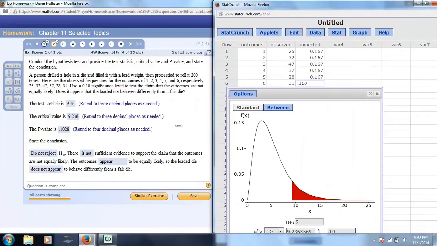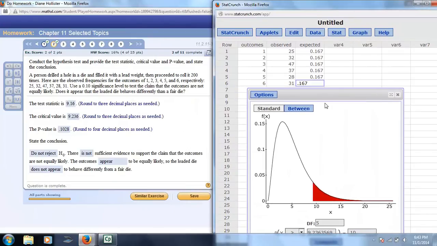We drilled a hole in a die, we filled it with a lead weight, and rolled it 200 times. In Statcrunch, you're going to enter the possible outcomes as your first column. The second column is what was observed for each of those outcomes. In other words, for example, there were 37 fours, there were 28 fives. And then we have a column which is the expected value. Now you'll notice they're all the same, 0.167. That's because 1 out of 6, if all 6 numbers came up evenly, is approximately 0.167. You want to use at least 3 decimal places here.